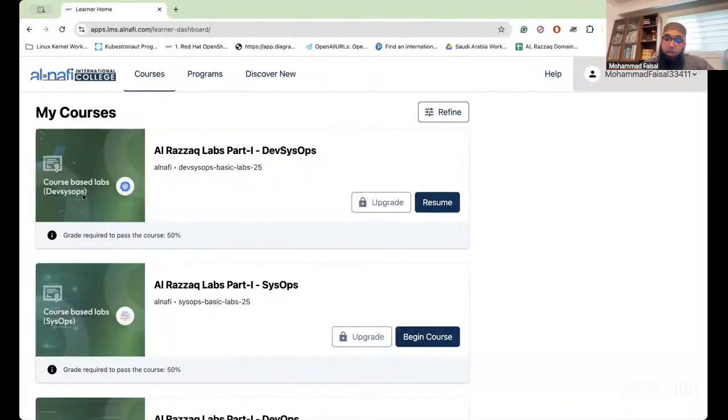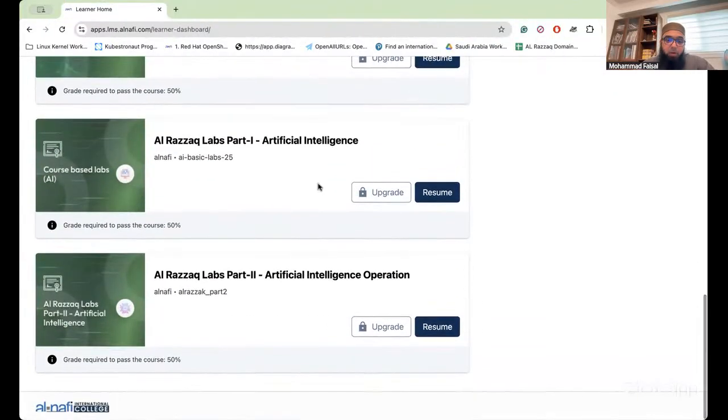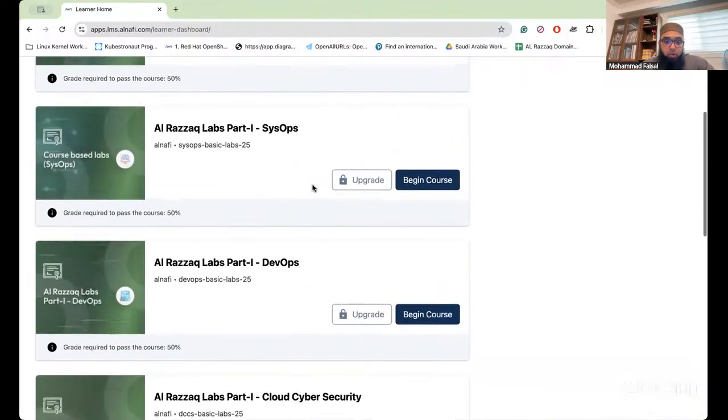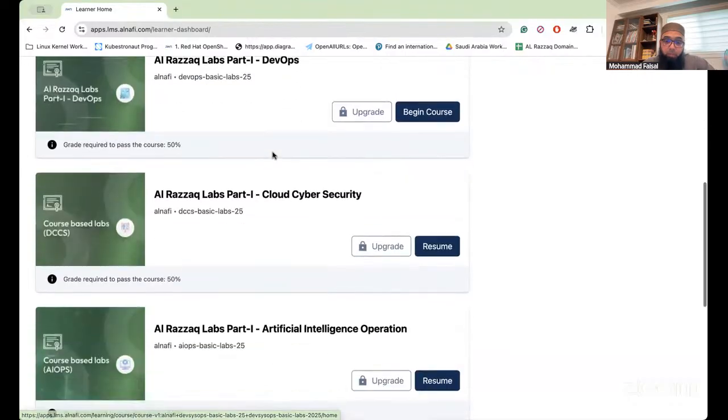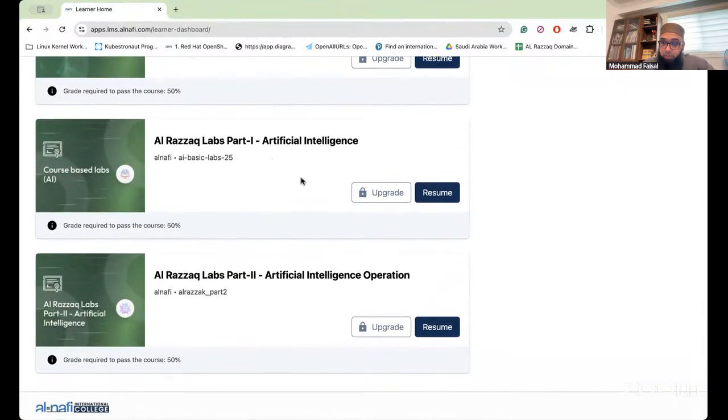So thank you, sir. There are a lot of things you have to do. When you go on the portal, this is what you need to do, and this is very important for you to understand. When you go on the portal, you will see labs. Part 1 labs for DevOps and DevSysOps are different, but Part 2 labs are very, very important for you to understand, right?